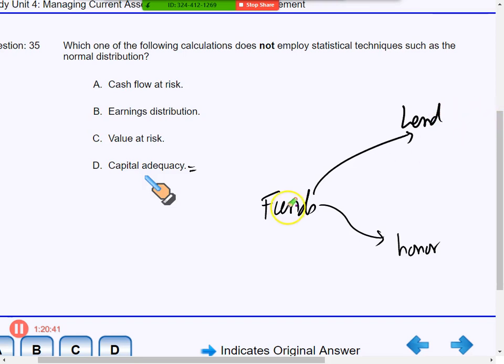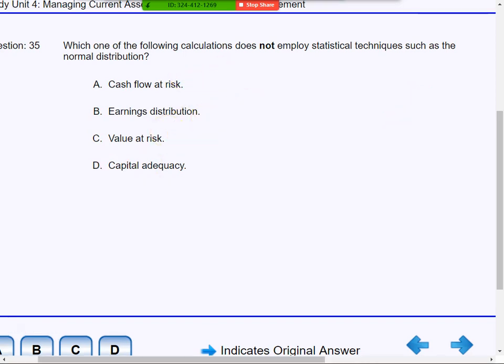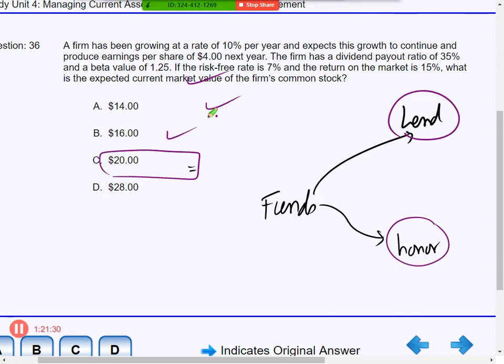So a financial institution is strong enough financially that not only will it honor the demands of its account holders, but still it will have sufficient funds to lend money to the new fund seekers. So this clearly is not something that we calculate using a statistical model of value at risk. We use these ABC under value at risk, but not D, and that's why D is the right answer. Last question, and then we are done.